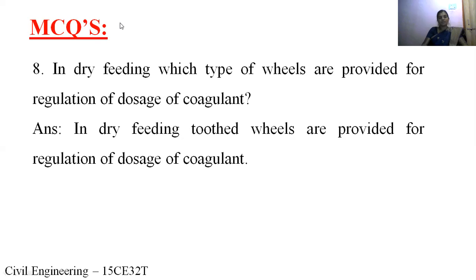Next question. In dry feeding, which type of wheels are provided for regulation of dosage of coagulant? Regulation means controlling the dosage of coagulant. In dry feeding, toothed wheels are provided for regulation of dosage of coagulant.